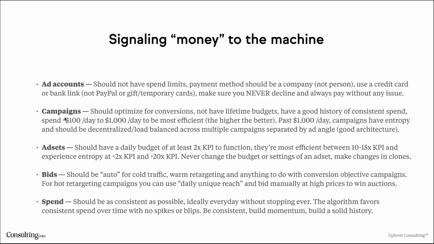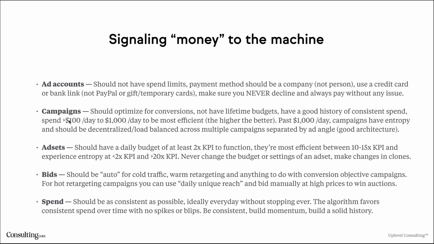Campaigns should optimize for conversions. They should not have lifetime budgets. Like I said, set budget at the ad set level. They should have a good history of consistent spend. And you should be spending more than $100 a day. $100 a day is going to start to get you good momentum. Less than that, it works, but at 100 a day it starts to work quite a lot better. And it starts to work really well at 1,000 too.